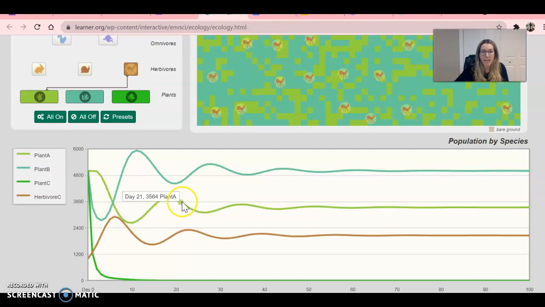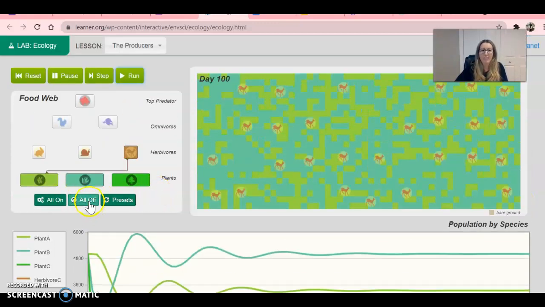If you follow that line, it'll tell you on different days how many plant A's there are in this ecosystem. The ending population is going to be at day 100, so the simulator ends at day 100. You're going to go to day 100 and record the population of plant A. Now remember, this is just my example.